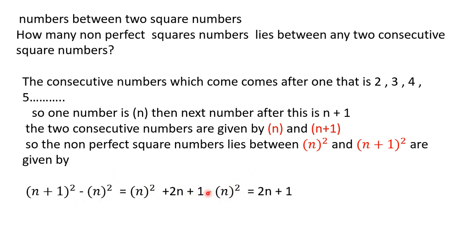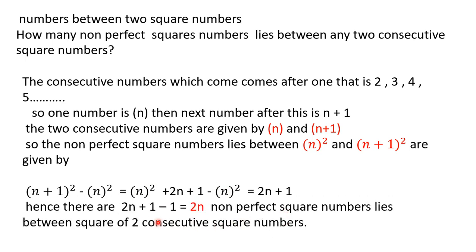Now this n square and that n square will cancel out, as one is positive and one is negative. So we have 2n plus 1. So we can say there are 2n plus 1 minus 1 numbers. The plus 1 and the minus 1 will cancel out, and we ultimately get 2n numbers. So we can say 2n non-perfect square numbers lie between the squares of two consecutive numbers.